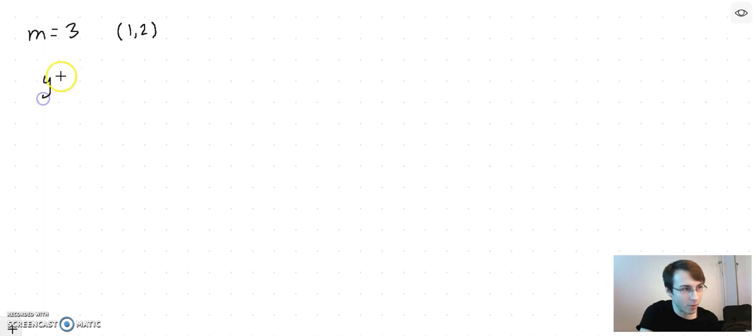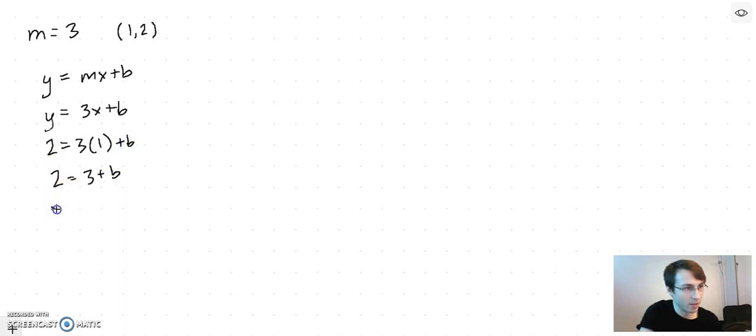Well, we start off with y equals mx plus b. We already know the slope m is 3, so y equals 3x plus b. And then we plug in our x and y pair here. We've got 2 equals 3 times 1 plus b. 2 equals 3 plus b. Negative 1 equals b. So putting it all together, y equals 3x minus 1.